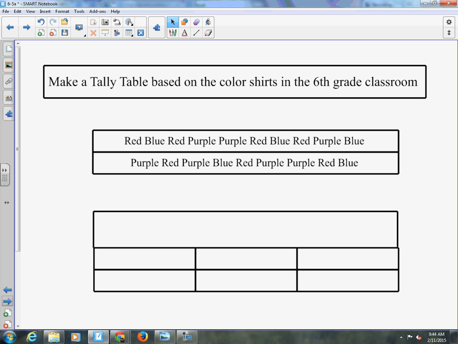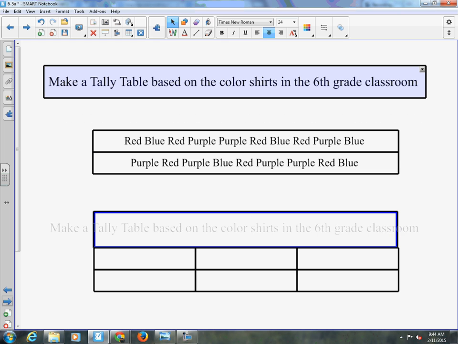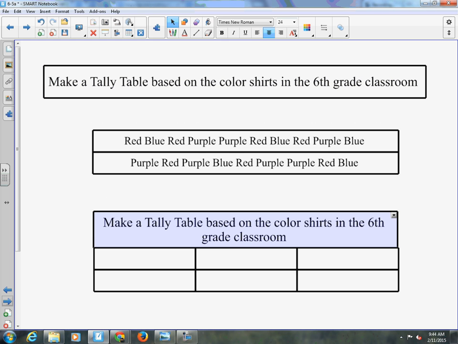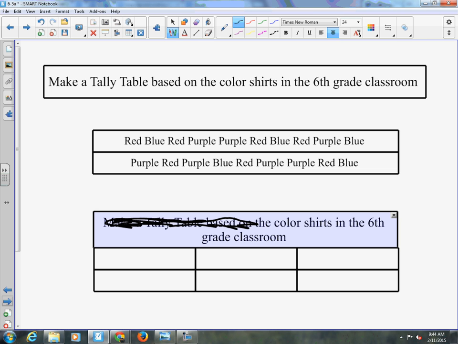Okay. First of all, I'm going to give it a title. Be neater than me. I'm going to cross that off just to save some time. The color shirts in the 6th grade classroom. Well, in the 6th grade classroom, all we have are red, blue, and purple shirts. All right? So, red shirts. How many do we have?